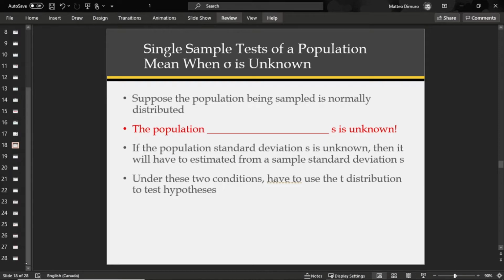So suppose the population being sampled is normally distributed. The population standard deviation sigma is unknown. If the population standard deviation is unknown, then it will have to be estimated from the sample standard deviation s. Under these two conditions, we have to use the t-distribution to test the hypothesis.